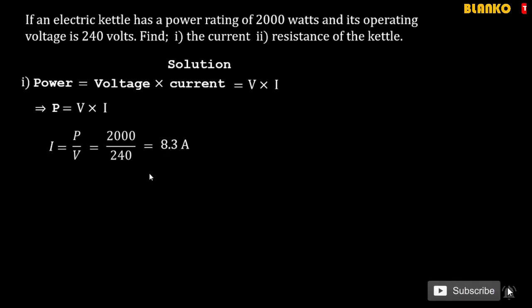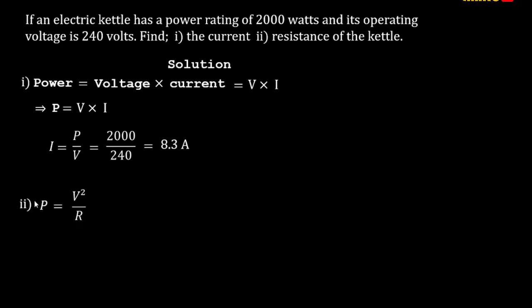I hope you understand. So let's move on with solution (ii), that is to calculate the resistance of the kettle. We know that power is equal to the voltage squared over resistance, that is P = V squared over R.